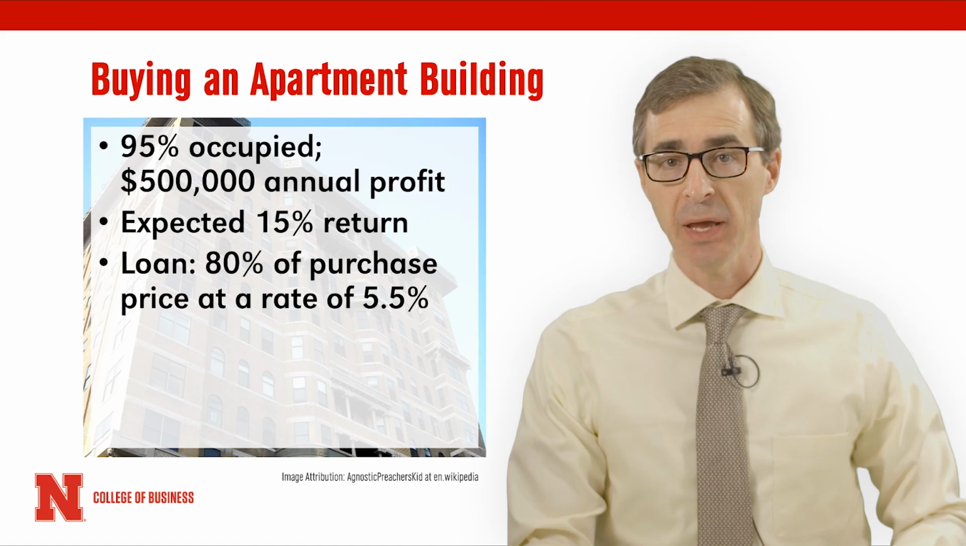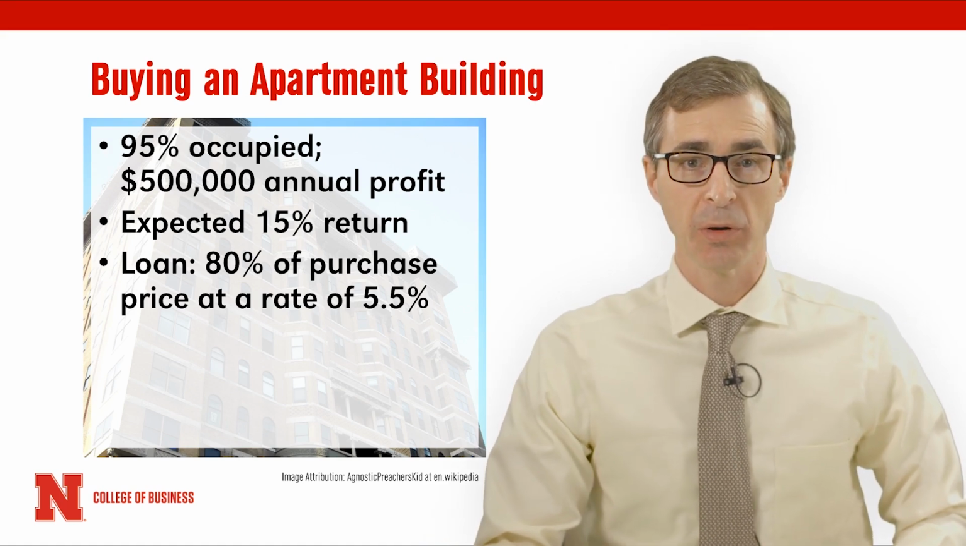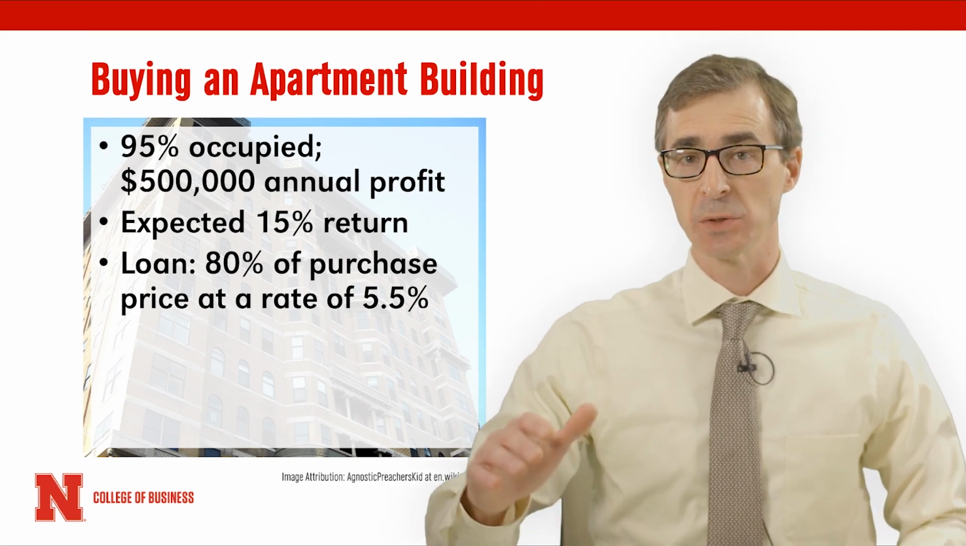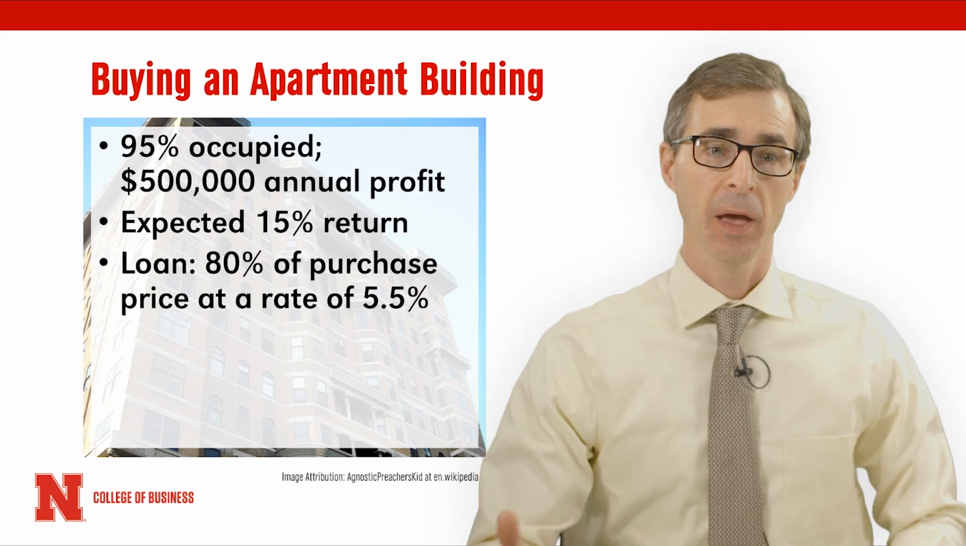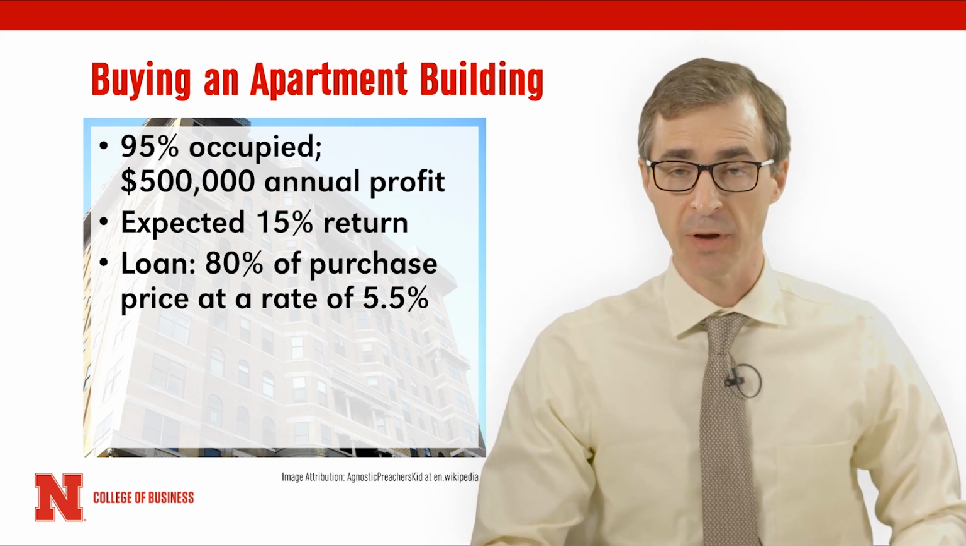In addition, a bank offered to loan Mr. Matthews 80% of the purchase price for this apartment building at a rate of 5.5%. So he was going to raise 20% from investors who demanded a 15% return, and the other 80% from a bank that was offering him a rate of 5.5%.